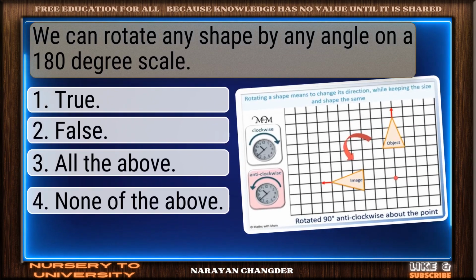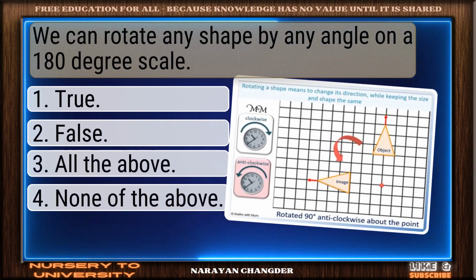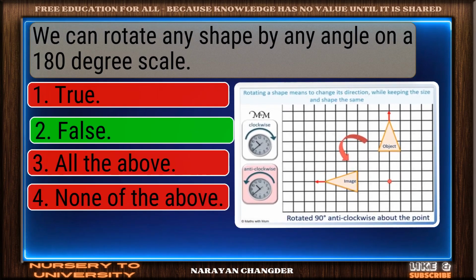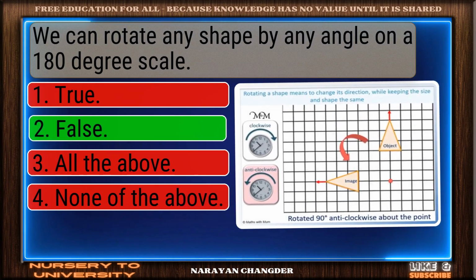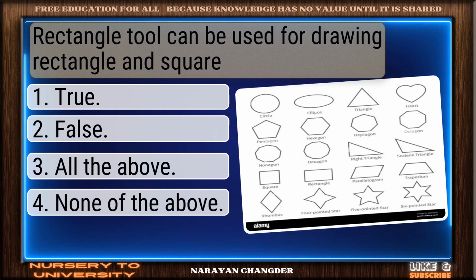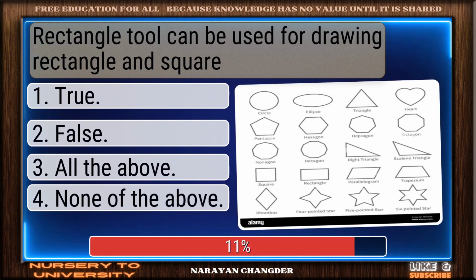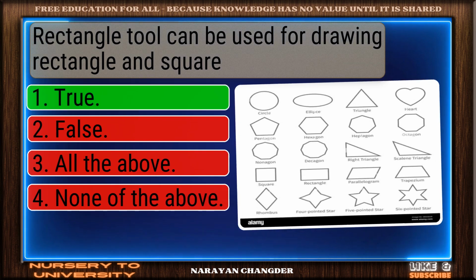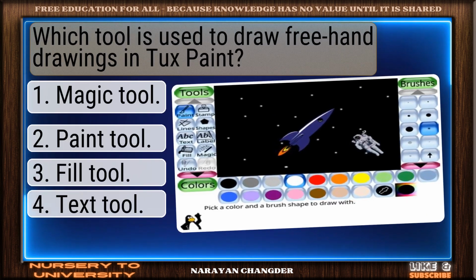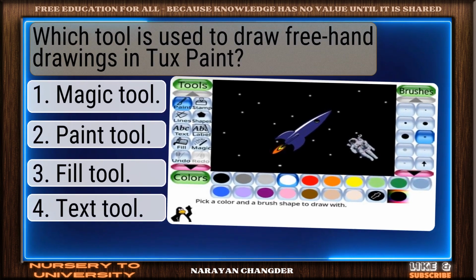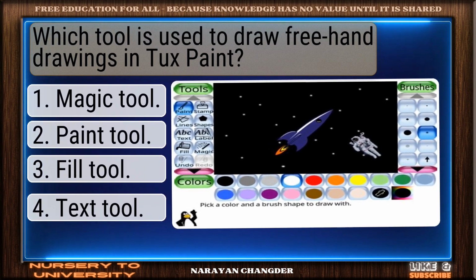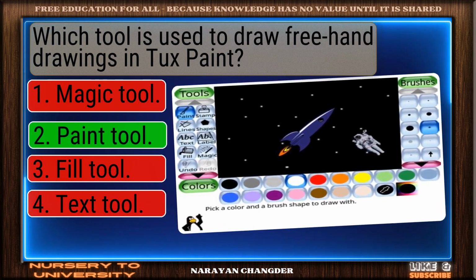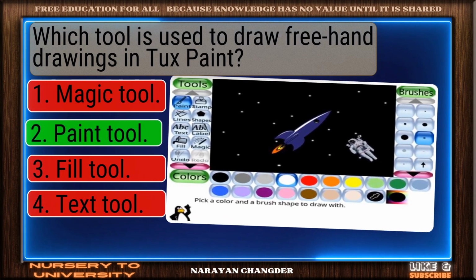We can rotate any shape by any angle on a 180-degree scale. Well picked. False is correct. Rectangle tool can be used for drawing rectangle and square. Great job. True is accurate. Which tool is used to draw freehand drawings in Tux Paint? Good job. Paint tool works well.